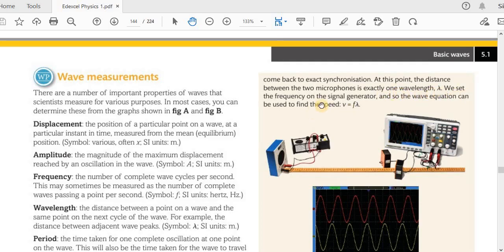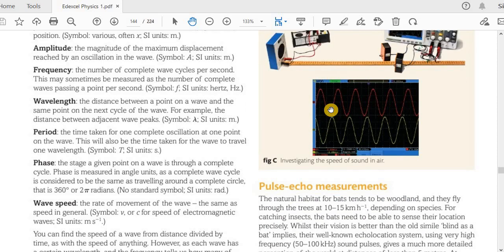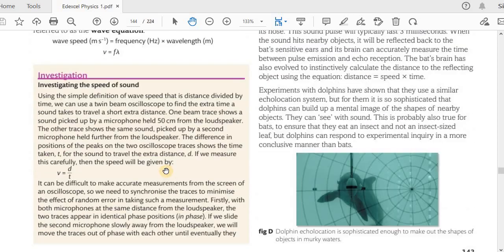We set the frequency of the signal generator, and so the wave equation can be used to find the wave speed. For more details on this, you can go through my explanation again, maybe slow it down a little or watch that, then you would understand this. You can also read this part.